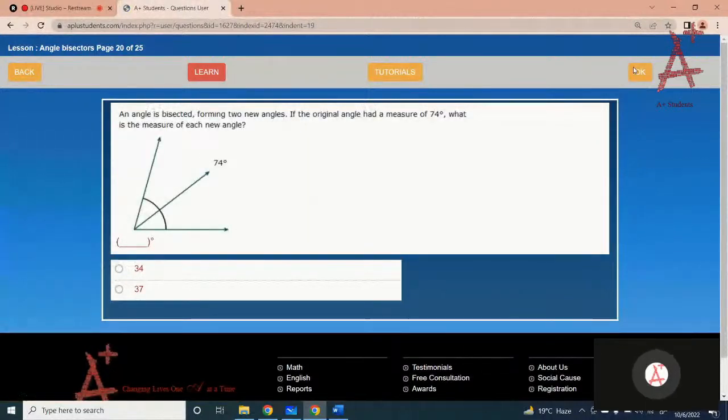An angle is bisected forming two new angles. If the original angle is 74 degrees, what is the measure of the new angle? So 74 divided by 2 is 37. That means the two new angles each measure 37 degrees. Got it?